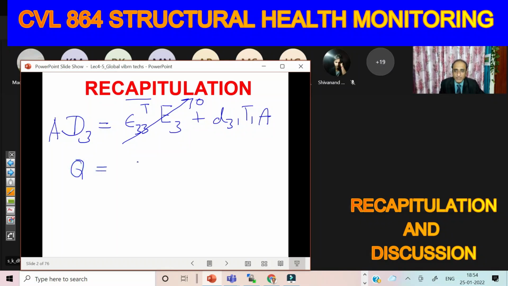And what is the capacitance? Capacitance is given by epsilon into area divided by H, the thickness. So here now we have D31 into S1 into Y11E and area. So what will happen? The area will get crossed out. Let me just change the color of the pen. So the area is getting crossed out, both sides cancelled out. So we can derive the expression for the voltage.